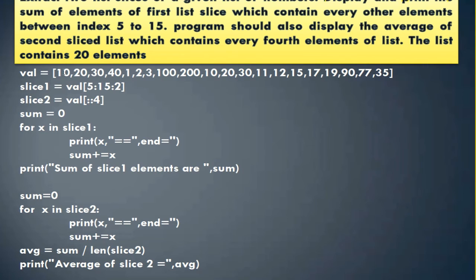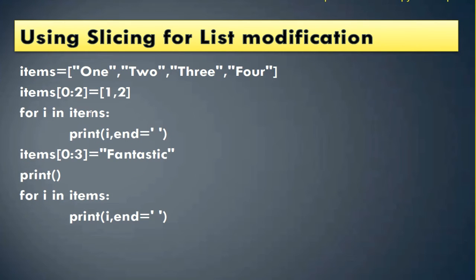So from 0 1 2 3 4 5, from 2 you will start till 15. When you start from 2, you have to show it step-wise, as the step is mentioned as 2. So from 2, then 100, then 10, then 30, then 12, then 17, then 90, then 35 you will show. According to that you need to solve this query. Okay, now using slicing for list modification, how can you modify your list.